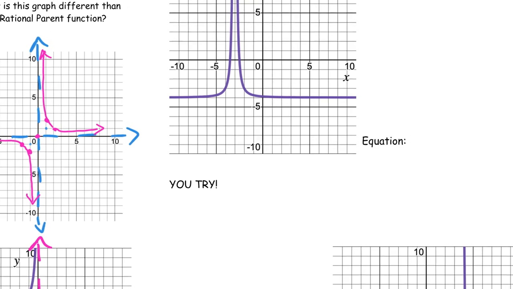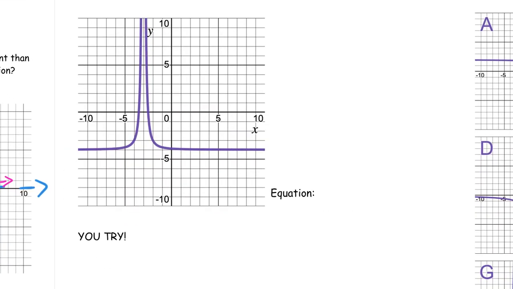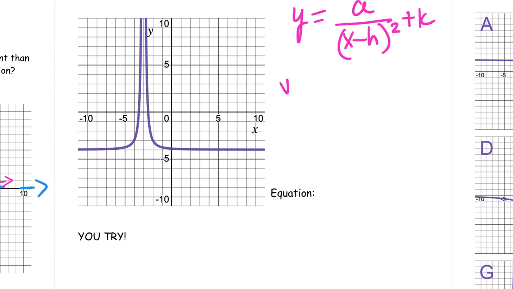Okay, so let's look at our next one. This one's a little different. How so? This is our squared. So this one goes y equals a over (x minus h) squared plus k. The reason you know it's squared is because they're together. If they're running together this way or together that way, then it's going to be the x squared. Do you expect the a value to be positive or negative in this case? Positive.